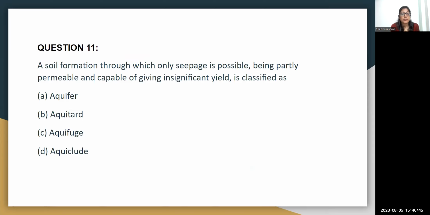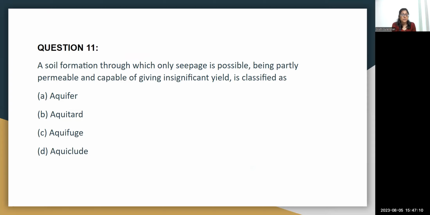Okay, again, moving on to another question, which is about these formations. I think everyone will be familiar with what these terms are because we have done a couple of questions relating to it. So this question is about a formation through which only seepage is possible, as it is partly permeable and the yield is very insignificant. What is it called?